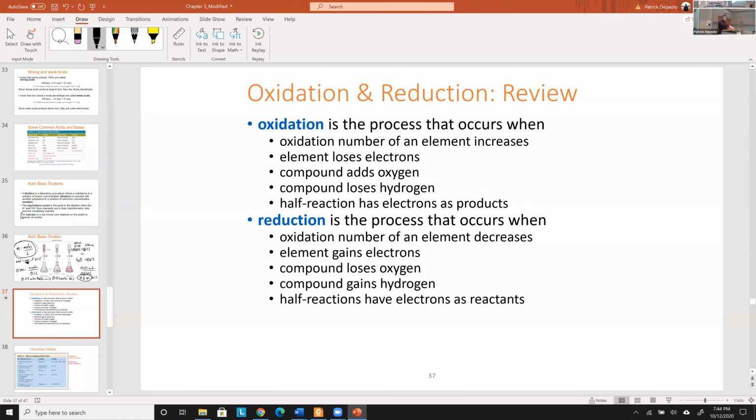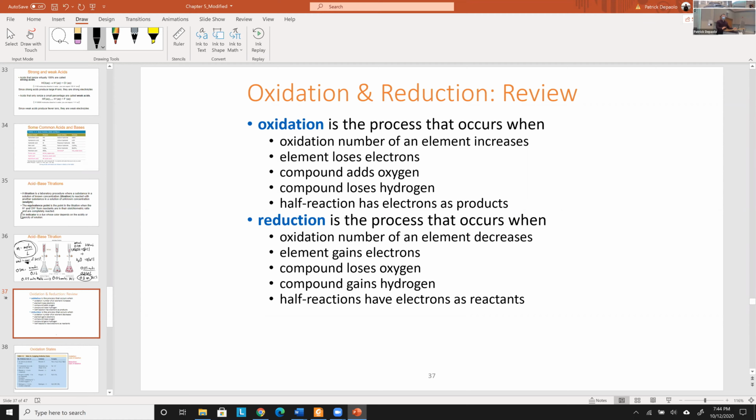So oxidation reduction, just to review. So oxidation, you have this oxidation number in the equation. The oxidation number increases if you are oxidizing. This means multiple things. It definitely means the element loses electrons. It could, but not all the time, mean it adds oxygen. So if you are adding oxygen to something, you're oxidizing it. If you're losing hydrogen, because oxygens and hydrogens are antagonistic, that could be oxidation as well.